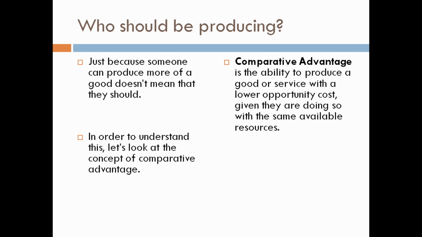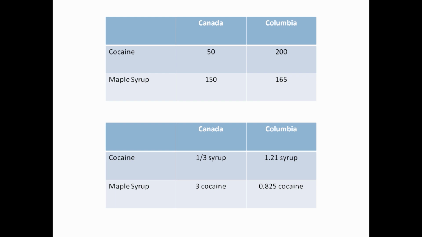Comparative advantage is the ability to produce a good or service with a lower opportunity cost, given that they are doing so with the same available resources. Let's assume that Canada can produce 150 tons of maple syrup, while Colombia can only produce 20 tons of maple syrup. In this table, you can see that Canada and Colombia produce cocaine and maple syrup.